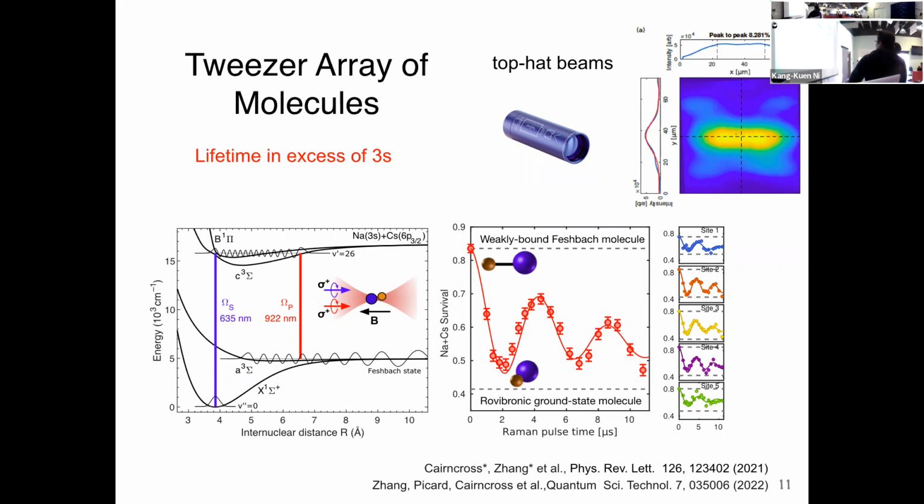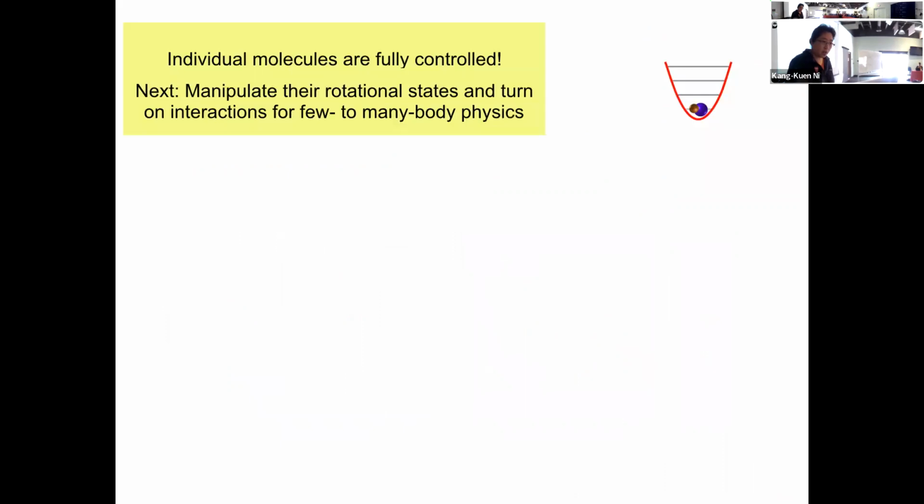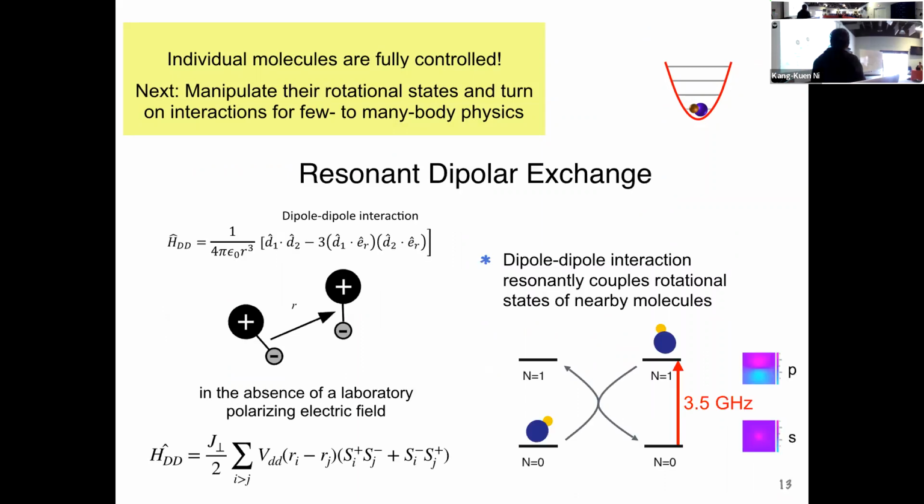This is probably longer than this, but generally it is limited by photon scattering. Okay, so with individual molecules fully controlled, we're now ready to manipulate their rotational states to allow interaction, as I just said. And again to remind you, what we're utilizing is the dipole interaction, this flip-flop interaction, and that means we want to compare adjacent molecules in different initial states, and then see these flip-flop interactions.